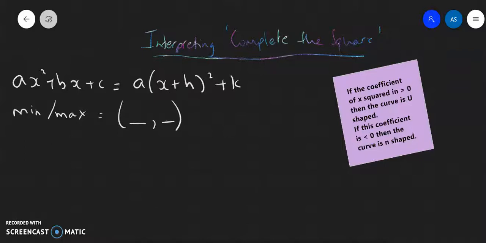The minimum or the maximum point is a coordinate, so it has an x value and a y value. The x value will be the h value that you got here, and you change the sign, you put a minus sign. And the y value is simply going to be the k value here.